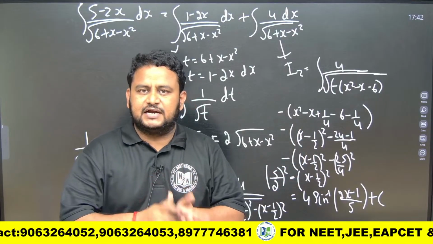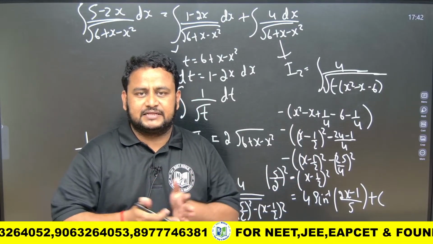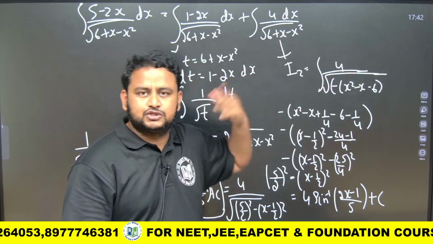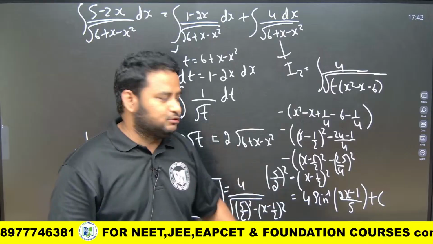First we converted linear to a form where we can use the completing the square method. This I1 we used the substitution method. This I2 we used what? Completing the square method, and we used this formula.